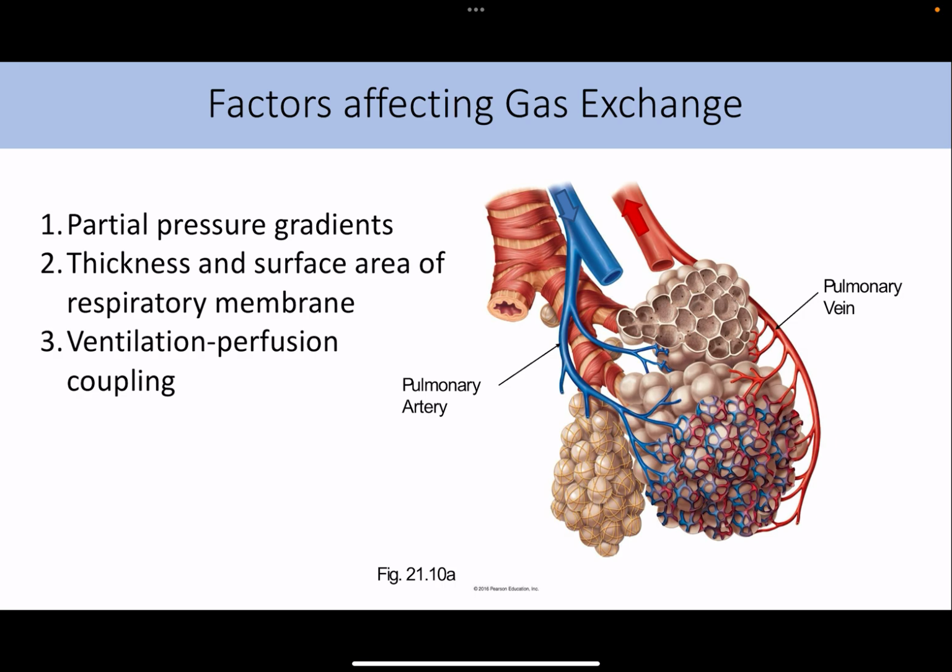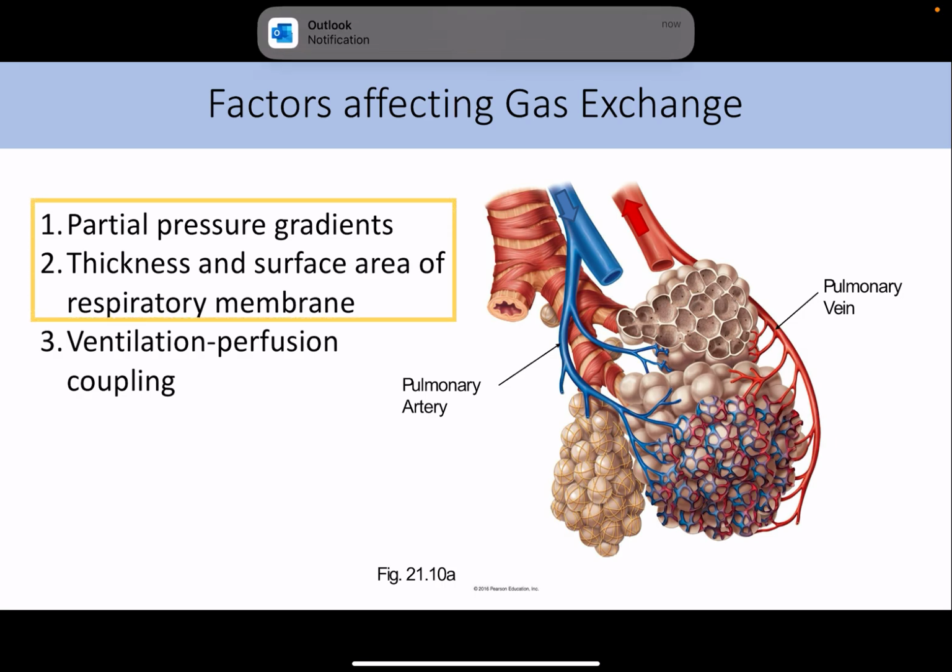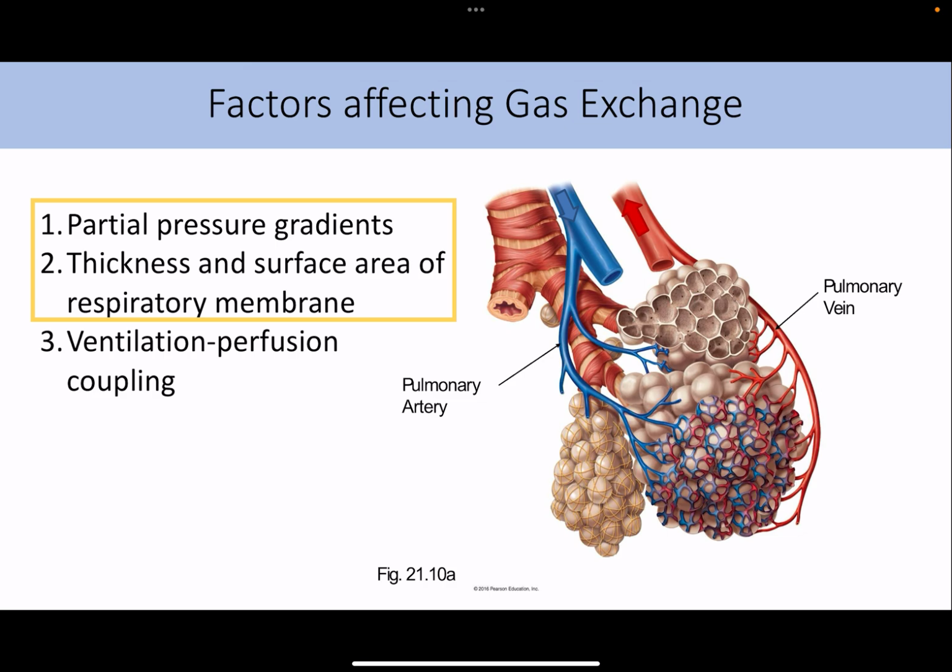So a lot of different factors affect gas exchange. One, partial pressure gradients being one of them. The greater the difference, the faster these molecules move. The shorter the distance, or the least amount of distance, then the slower those molecules are going to move. Another thing that affects gas exchange is the thickness and surface area of the respiratory membrane. So we'll talk about different things that affect the thickness or surface area.